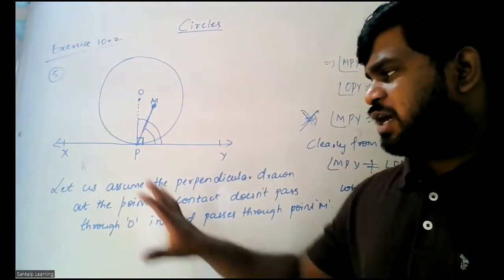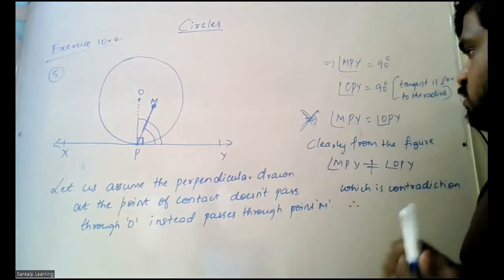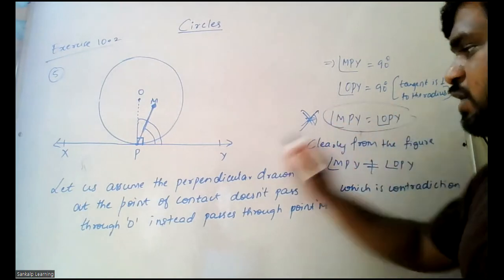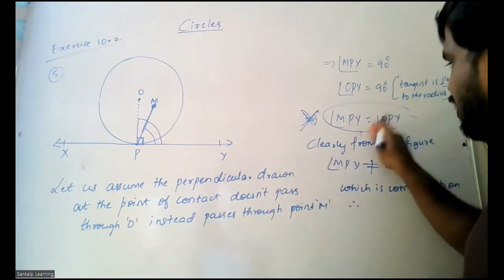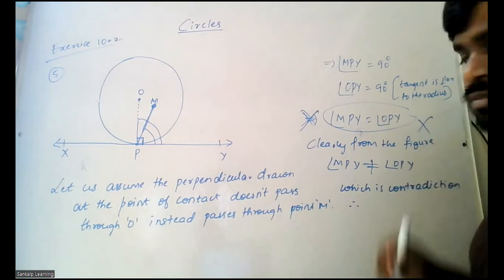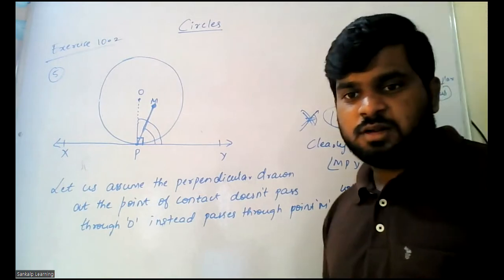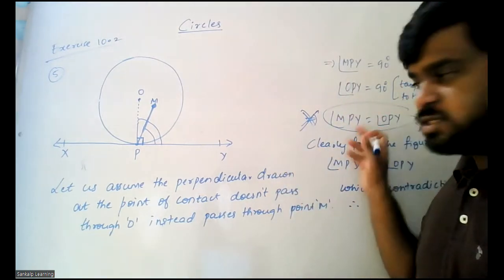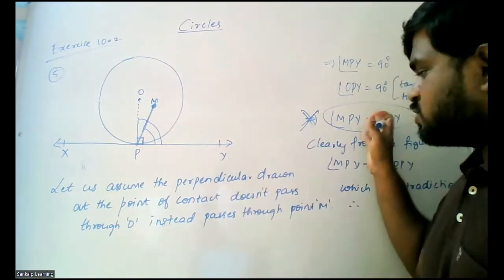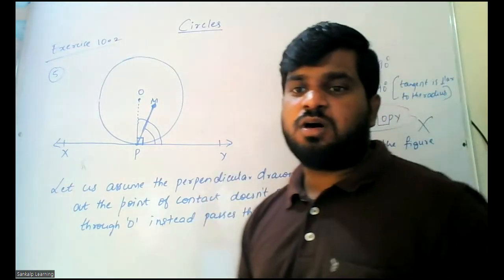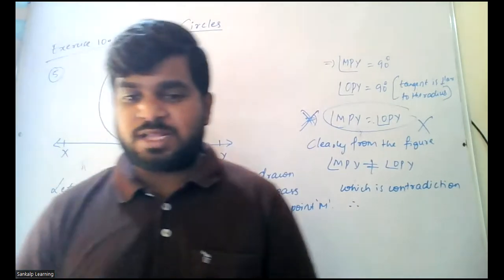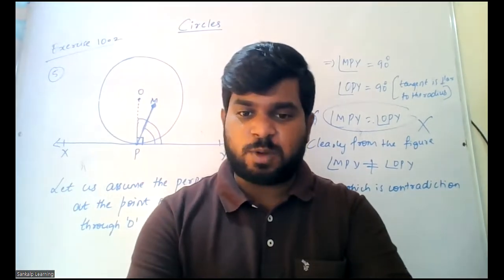Very simple. We assumed something, so we got this. But is this correct? No, it is wrong. Why did we get this? We assumed this. If this is wrong, then this assumption is also wrong. That's it. Okay, so let's get into the next question. Sixth one.